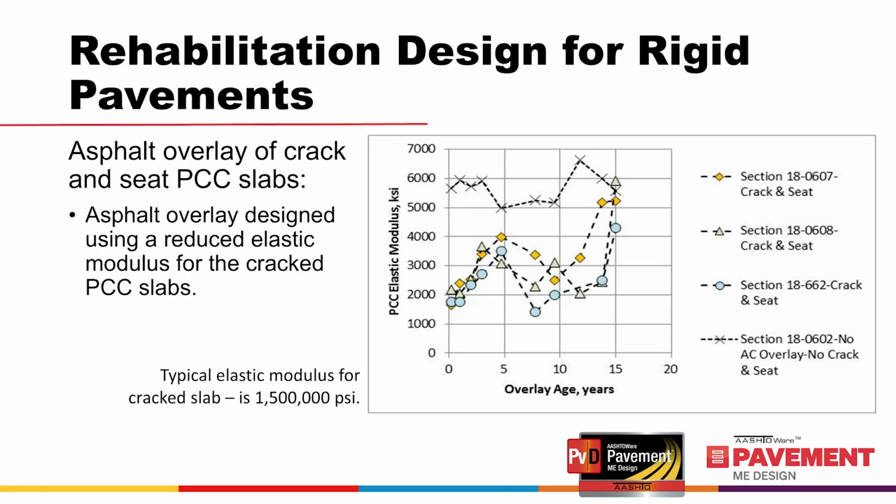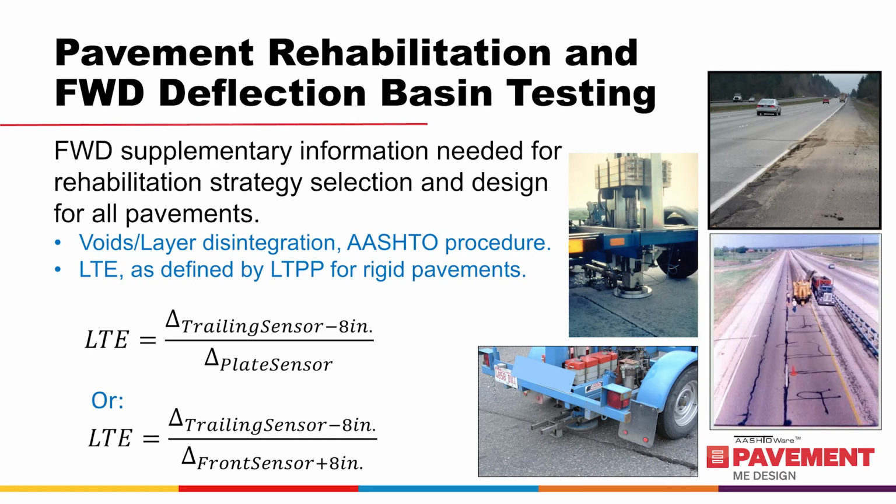In summary, the modulus of rupture and modulus of elasticity for any PCC slab must represent the same time which was used for calibration. The back-calculated PCC elastic modulus values are only used indirectly to select a proper rehabilitation design strategy. Some supplementary information can also be obtained from FWD testing for rehabilitation strategy selection and design for all pavements. The first is for voids detection or layer disintegration.